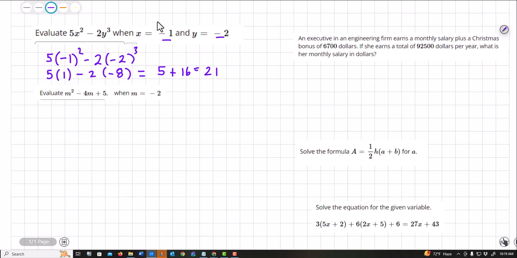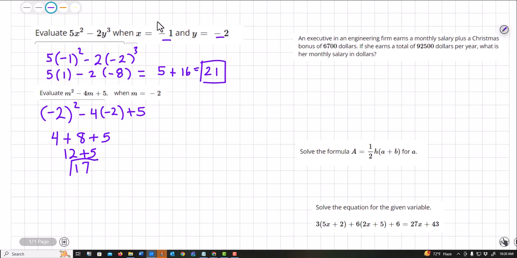All right, kind of the same thing here. So I'm guessing it's the negatives that are tripping you guys up, because this one's another most missed. So where I see m, I'm going to plug in a -2 squared minus 4 times -2 plus 5. And -2 times -2 is a +4. A -4 times a -2 is a +8. And then I have 4 plus 8, which is 12. And then finally 12 plus 5, which is 17.